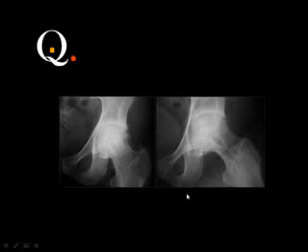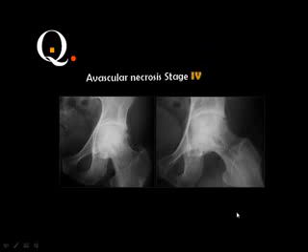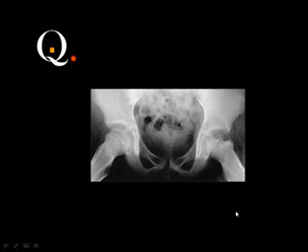Osteoarthritis or avascular necrosis? Avascular necrosis with secondary osteoarthritis. The femoral head is irregular in contour with sclerotic reaction. This is stage 4.